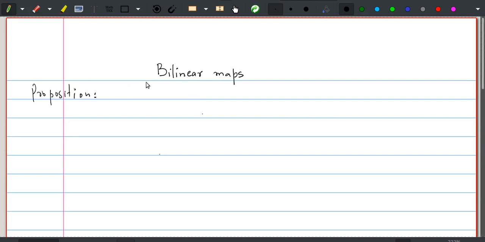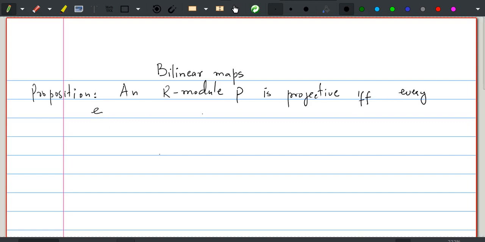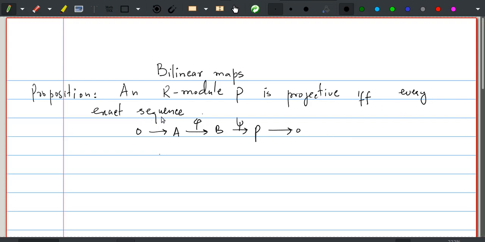So, let us consider an R module, say P. An R module P is projective if and only if every exact sequence 0 goes into A to B, B to P, and P to 0. This is map phi, this is psi. So if and only if every exact sequence splits. Here A and B are R modules.